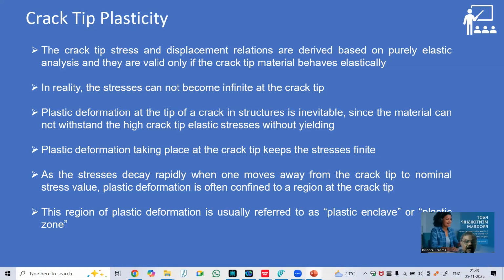As the stresses decay rapidly when one moves away from the crack tip to the nominal stress value, plastic deformation is often confined to a region at the crack tip. The region of plastic deformation is usually referred to as the plastic enclave or plastic zone.